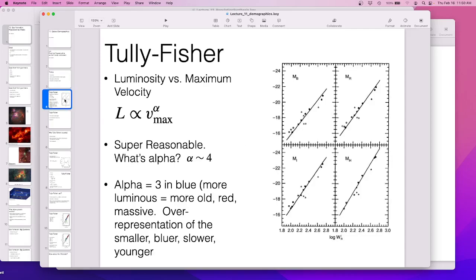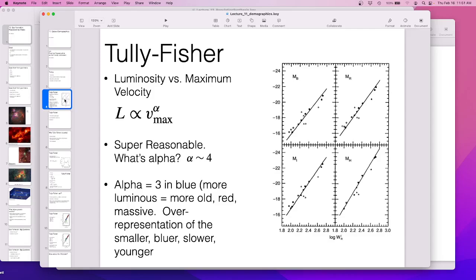So the Tully-Fisher relationship looks like this. So this is log of the maximum rotational velocity on the bottom and the brightness in various bands on the vertical. So does it get brighter going up or going down? Clearly we've got negative numbers. They're like minus 24. They're getting more negative going up. So these are in magnitudes, and negative is bright.